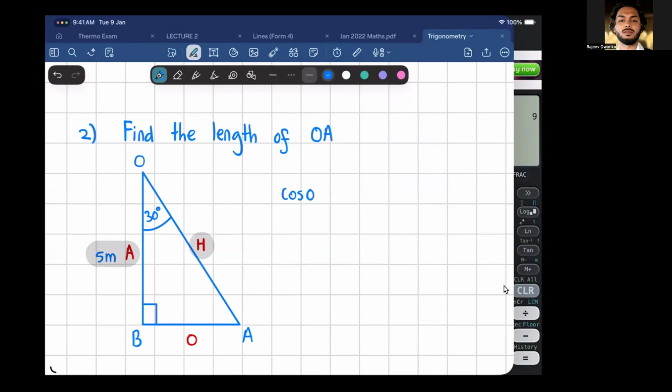So you're going to say cos theta equals A over H. Next line, you're going to substitute. What is the angle? The angle is 30 degrees. Okay, what is A? It would be 5. What is H?